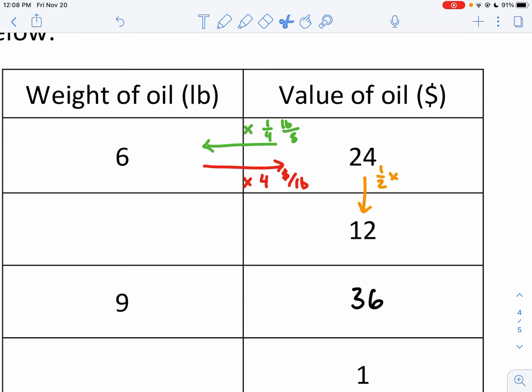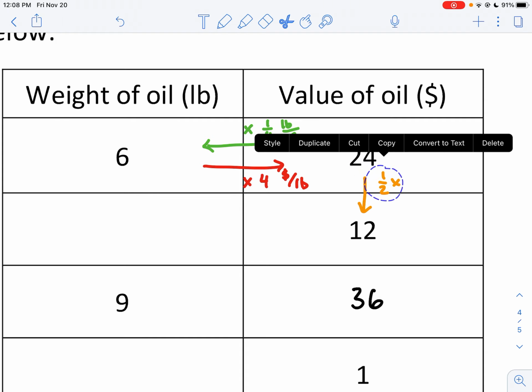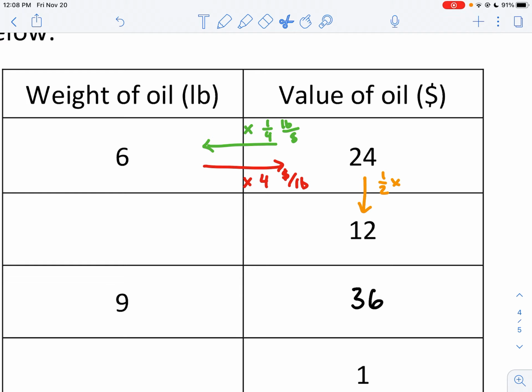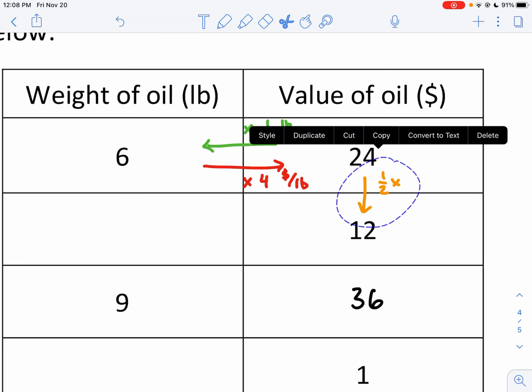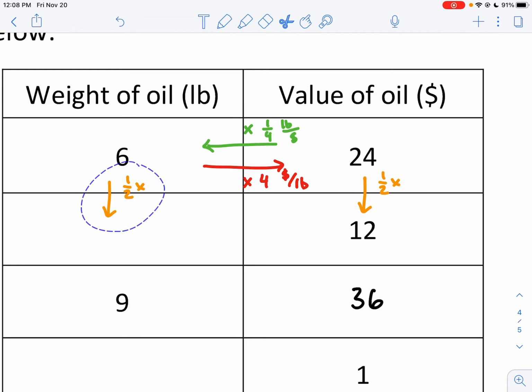So we're going to scale, I'll put it next to the arrow, we're going to scale 24 by 1/2. That turns it into 12. Well, you just do the same thing over here. Scale 6 by 1/2, and that turns it into 3. This is called tandem scaling. You just scale each amount by the exact same amount, and you can create another entry in this table.